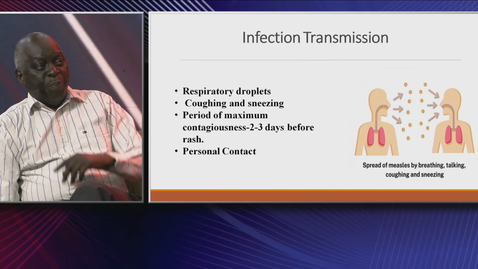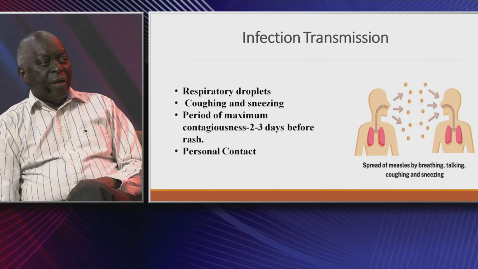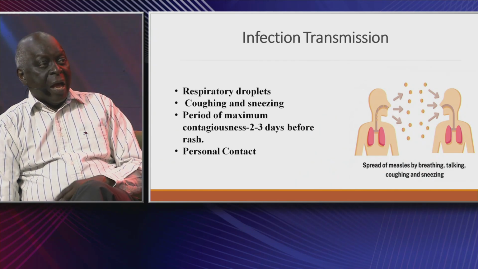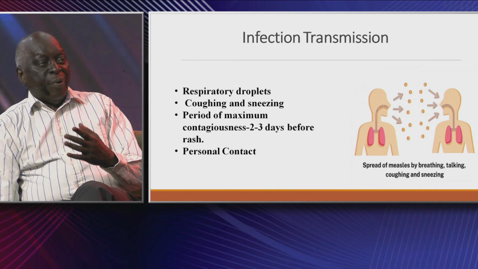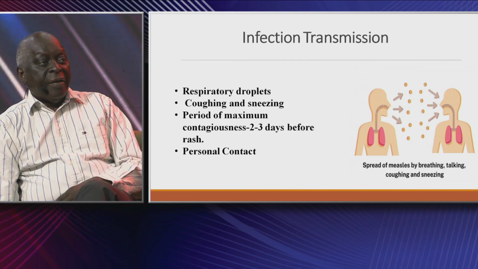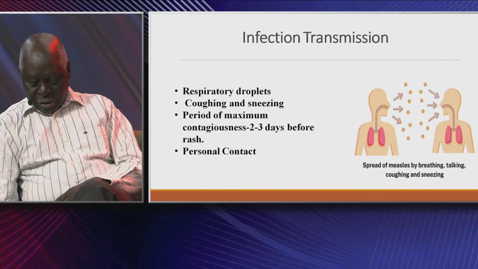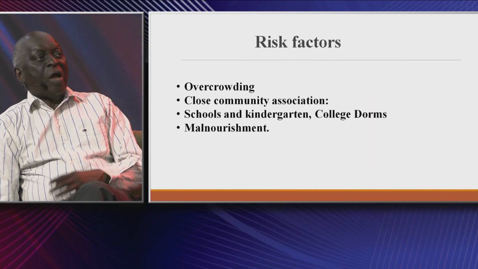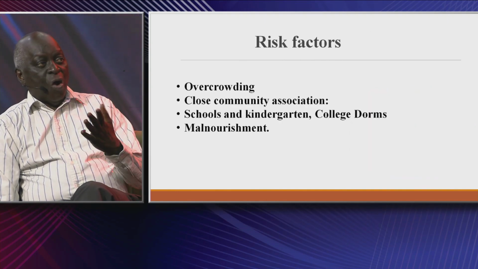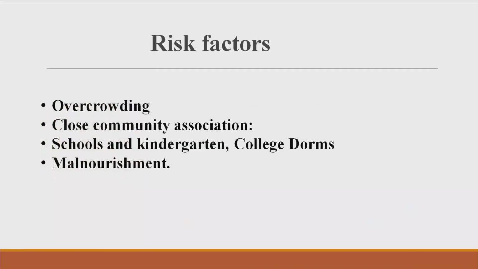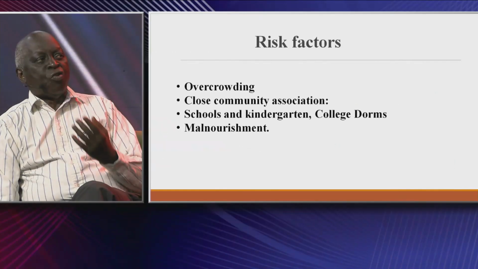You can see the picture here: somebody has infected the other through coughing. Measles spreads by breathing, talking, coughing, and even sneezing. What are the risk factors? Please, let's know this, especially for those in charge of controlling diseases, epidemiologists, headmasters, kindergarten people. What are the major risk factors?